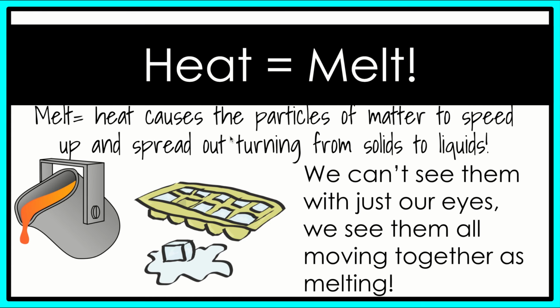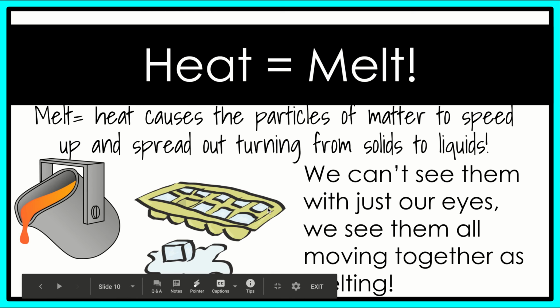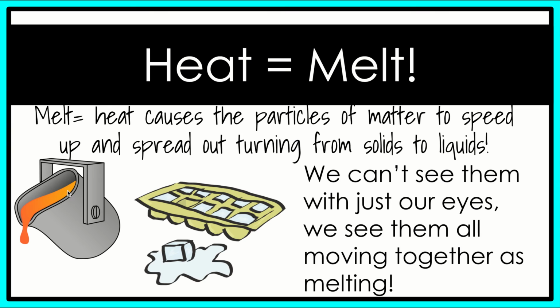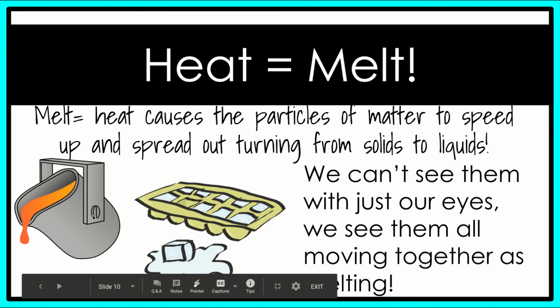Heat also means melting. So when something melts, heat causes the particles of matter to speed up and spread out, and they turn from solids to liquids. Now, we can't see those little particles just with our eyes. We see them all moving together as melting. So we have some metal inside of this container that has melted and it's molten. It's turned bright red and orange, but it's spreading out and moving down together. But those particles are starting to spread out.